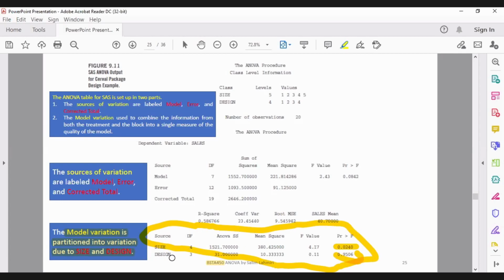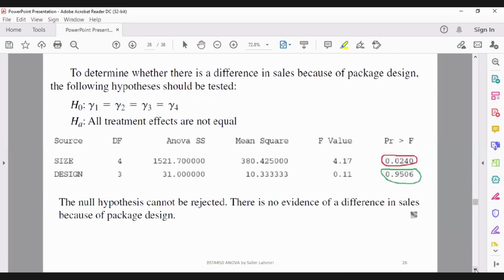For design, the null hypothesis is that the average of cells is equal across all design packages. The alternative is that at least one is different. Since the p-value is equal to 0.95, larger than 5%, we accept the null hypothesis. Any question regarding this? Okay.